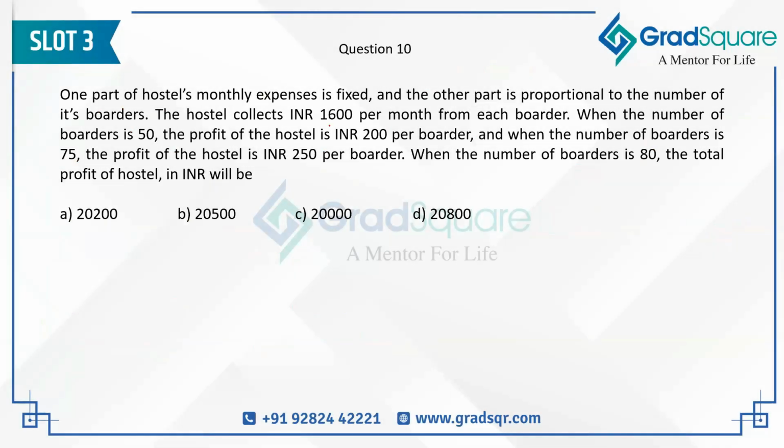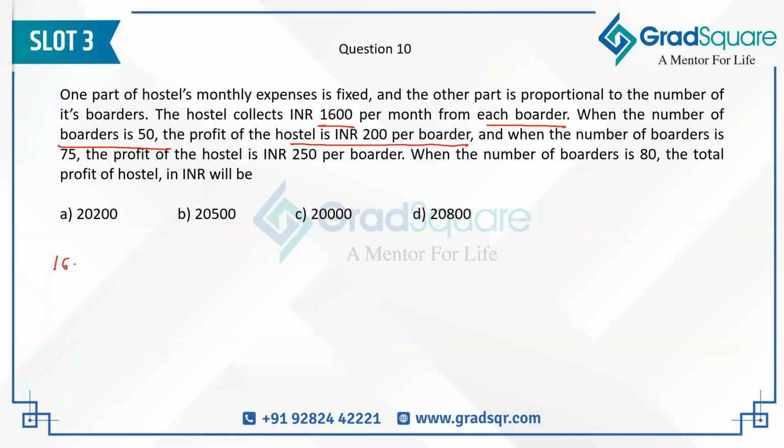One part of a hostel's monthly expenses is fixed and the other part is proportional to the number of its boarders. The hostel collects 1600 per month from each of the boarders. That collection is fixed. When the number of boarders is 50, the profit of the hostel is 200 per boarder. So what is the total collection of the hostel?